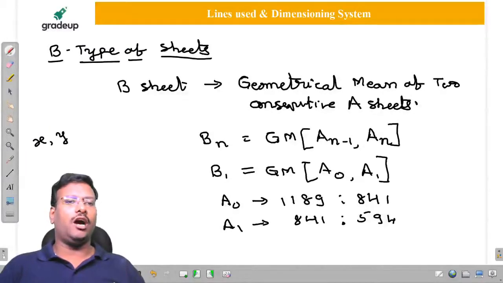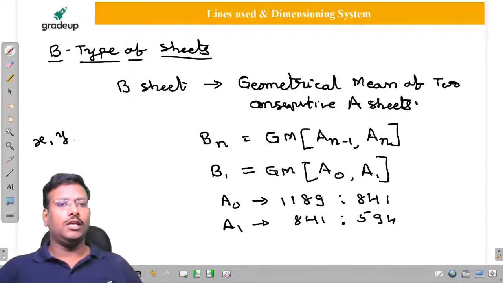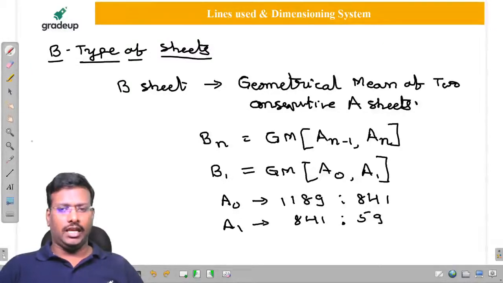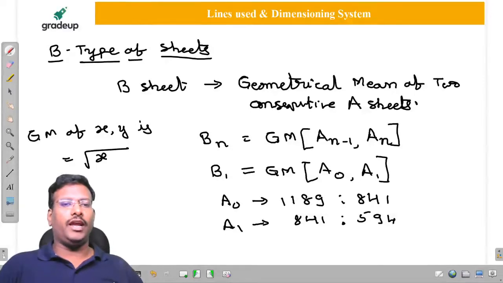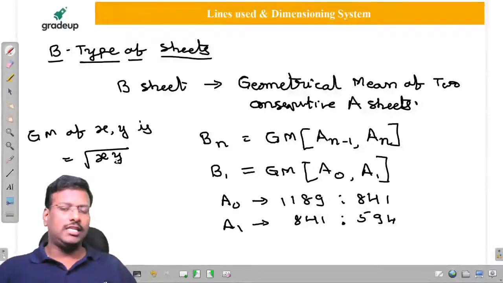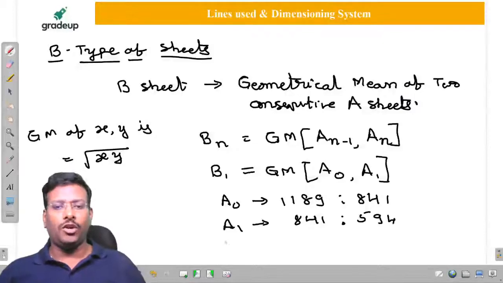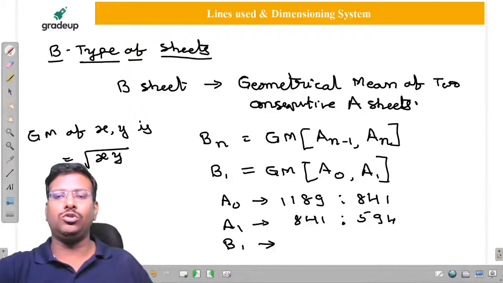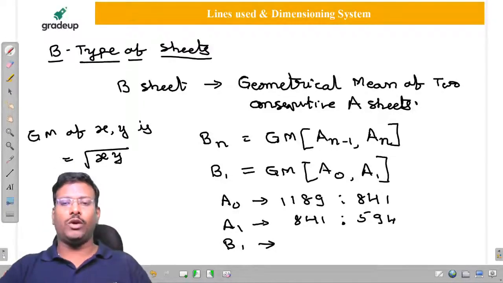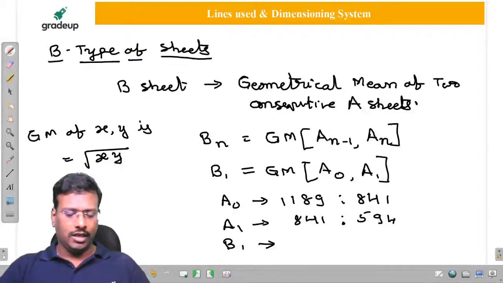Sir, what is meant by geometrical mean? If x and y are two values, the geometrical mean of x and y is the root of x into y. Therefore, if I want B1, what is this size, sir? Just multiply these two and take the square root of it. You also try, my dear friends. If you have any doubt in the exam also, you can get the answer like this.